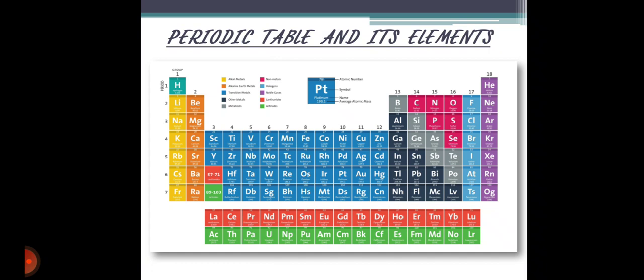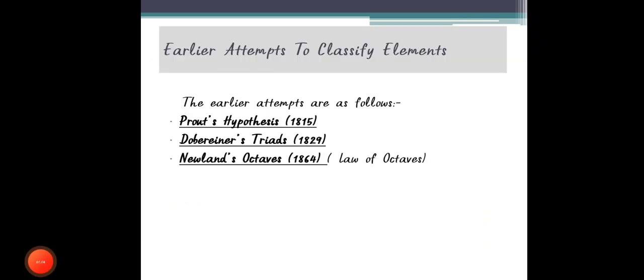So, we all know that matter can exist in the form of elements, compounds, and mixtures. When elements were discovered, a proper classification was required for their easier and better understanding. So, many scientists adopted different ways to classify them. They tried to find some pattern or regularity in the properties of elements. So, many attempts were made to classify the known elements from time to time. The earlier attempts are as follows.